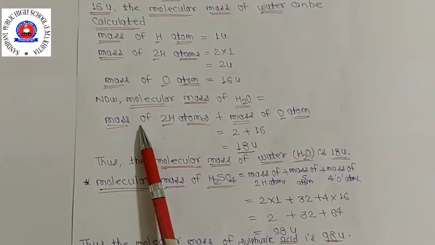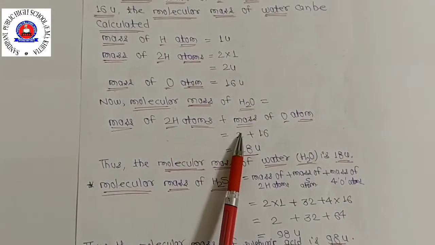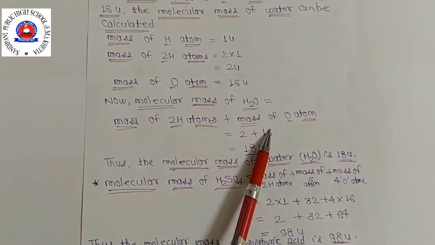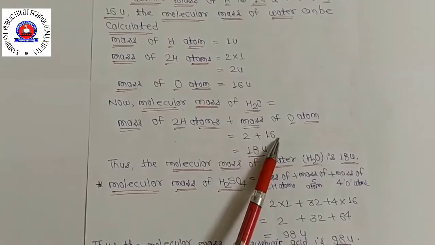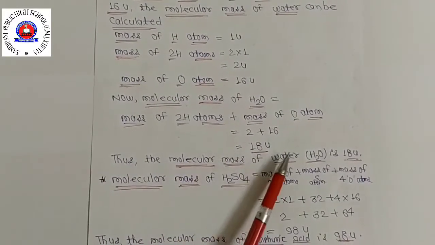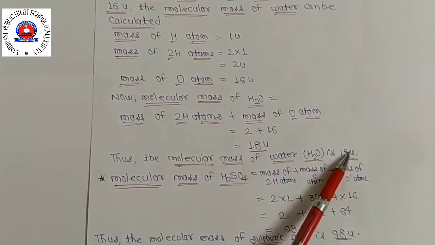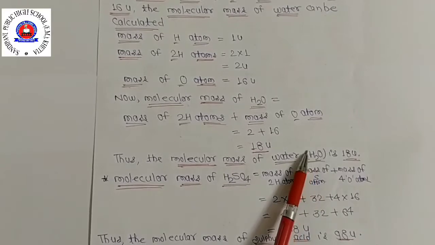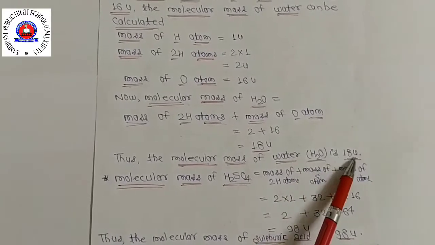Okay, put the mass of 2 hydrogen atoms, that is 2. Okay, and then mass of oxygen atom 16. Okay, then 2 plus 16 कितना हो गया, 18 units. Thus the molecular mass of water H2O is 18 unit. तो ये आपको molecular mass of water H2O कितना हो गया, 18 unit.